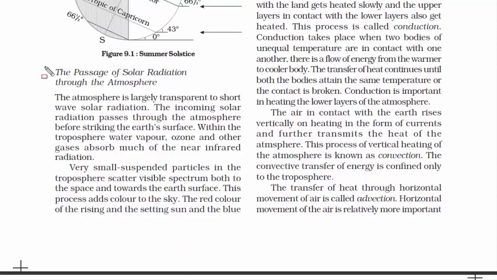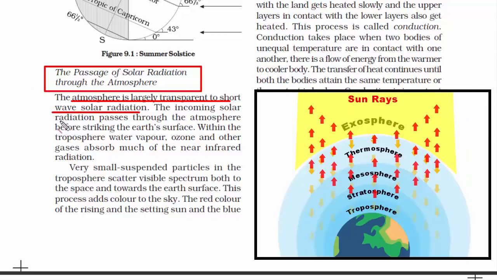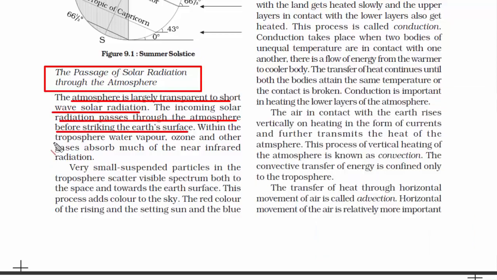Now let's read about the passage of solar radiation through the atmosphere. As we have read, between the sun rays and the Earth's surface, there's a large transparent atmosphere, which of course consists of several layers. It is this atmosphere that filters the sun rays, and it is also this atmosphere which prevents all of the heat from the Earth's surface from escaping out into space. So in a nutshell, atmosphere is very important for all the living organisms on Earth to survive.